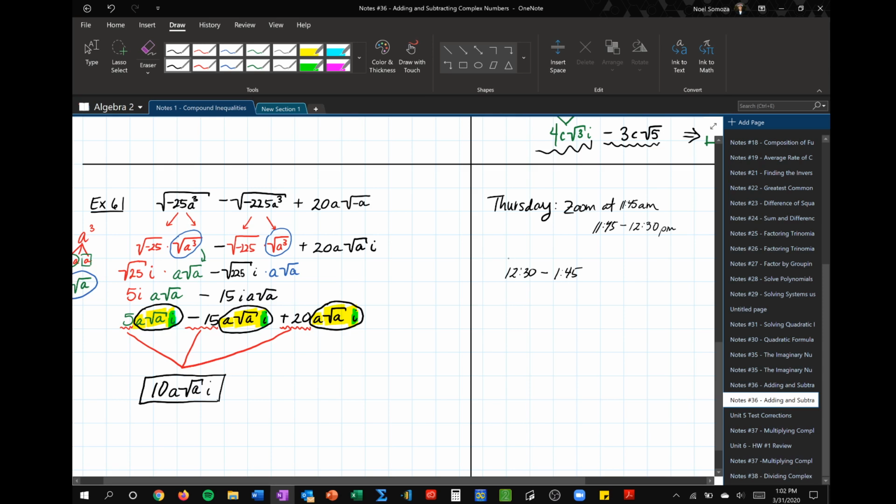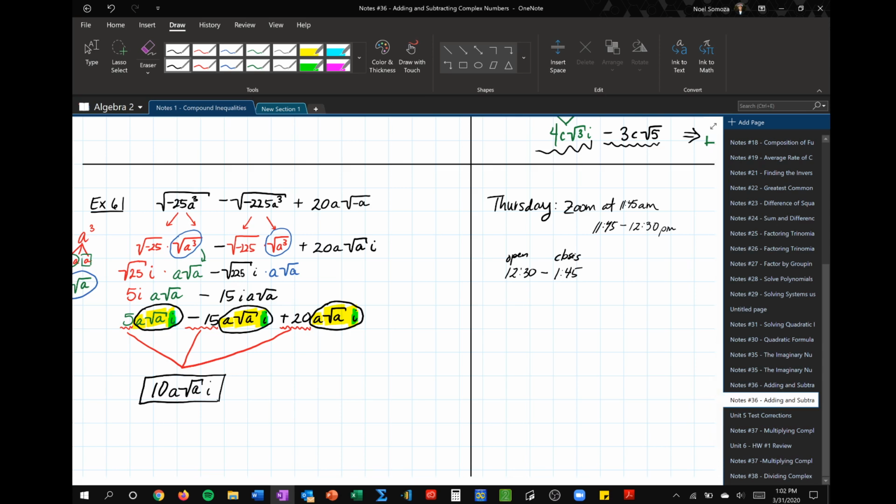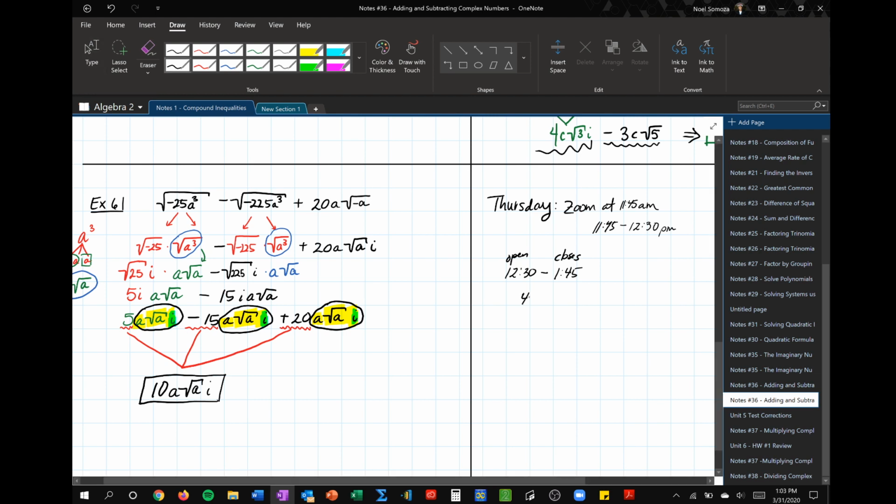It'll open at 12:30 and it closes automatically, so it'll kick you out as soon as 1:45 hits. However, when you go in, you're not going to have an hour and 15 minutes to do a quiz. The quiz is short, it's like what we do in class, so you have about 30 minutes. I'm going to give you 40 minutes to do your quiz, which should be plenty of time.